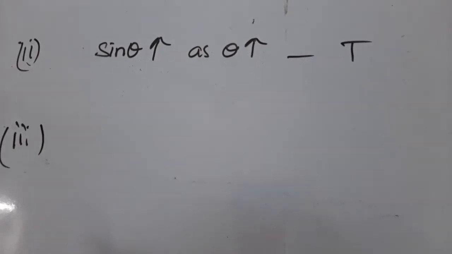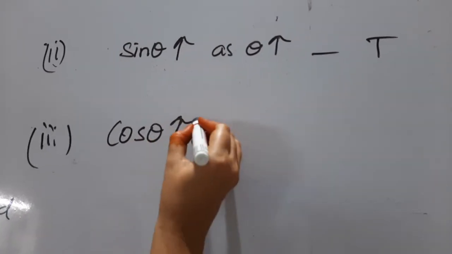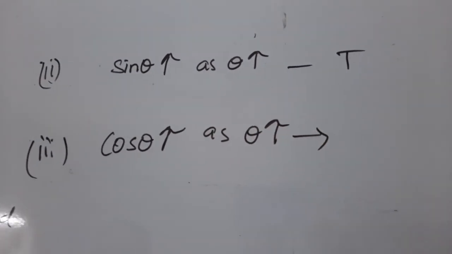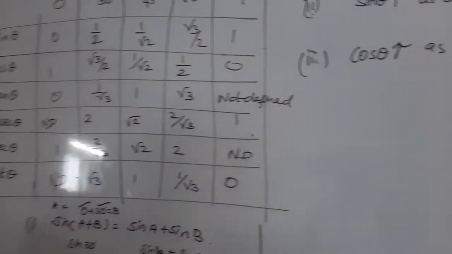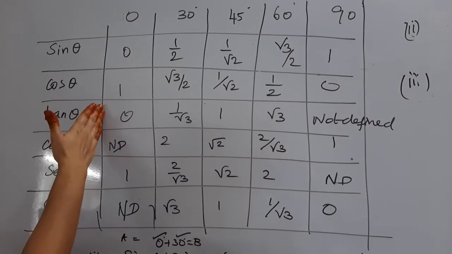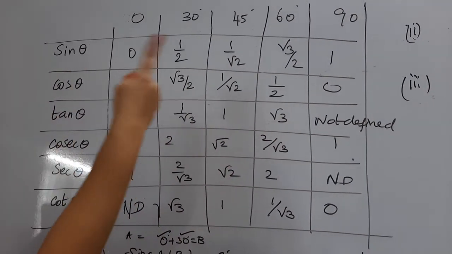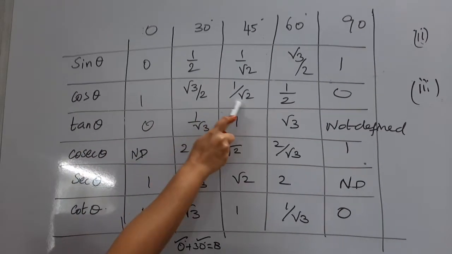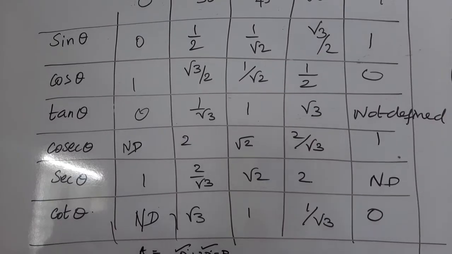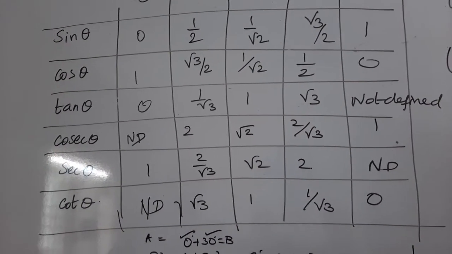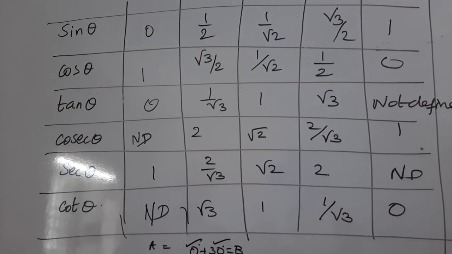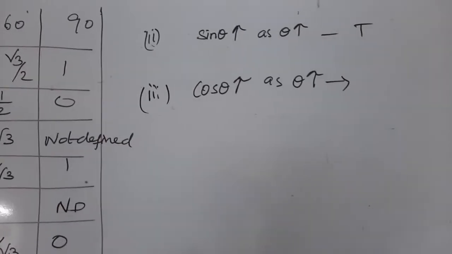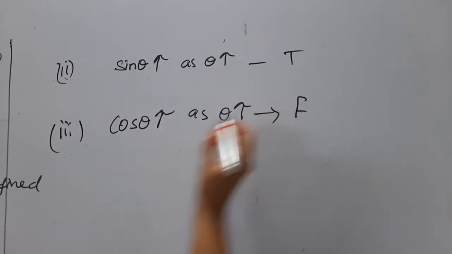Let us see subdivision 3. What is subdivision 3? Cos theta increases as theta increases. This is your third statement. Now come to the table and check. When we move from the left side of the table to the right side, theta value was increasing from 0 to 90. Check what about cos theta. Cos theta value, in turn, is decreasing. Cos theta is not increasing. Sin theta is increasing as theta is increasing, but cos theta is decreasing as theta is increasing. Therefore, our third statement, cos theta increases as theta increases, is false.